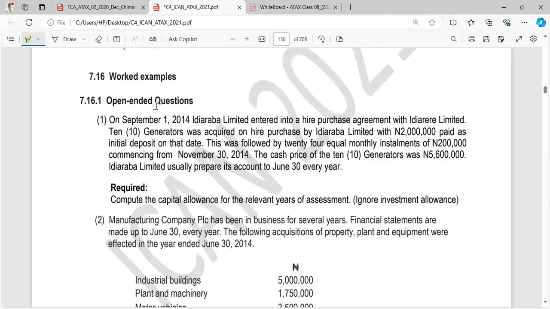Yeah, it says here on September 1, 2014, Idiaraba Limited entered into a hire purchase agreement with Idiarere Limited. 10 generators were acquired on hire purchase by Idiaraba Limited with 2 million naira paid as initial deposit on that date. This was followed by 24 monthly installments.